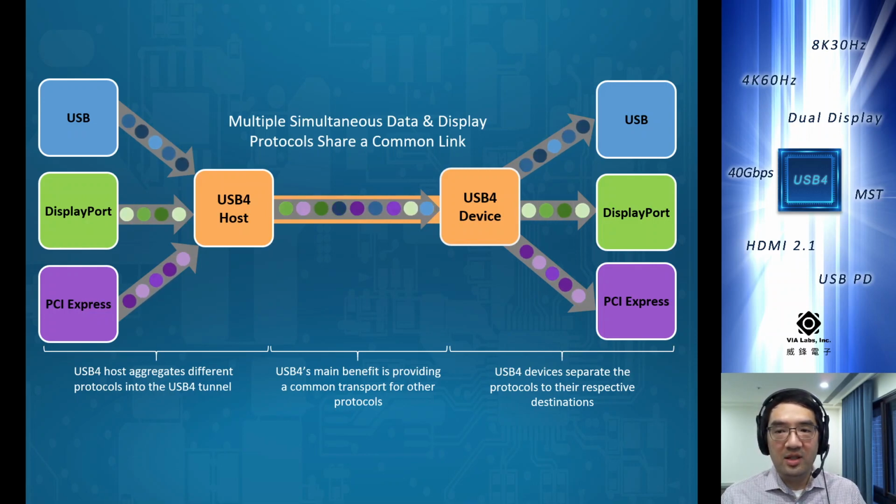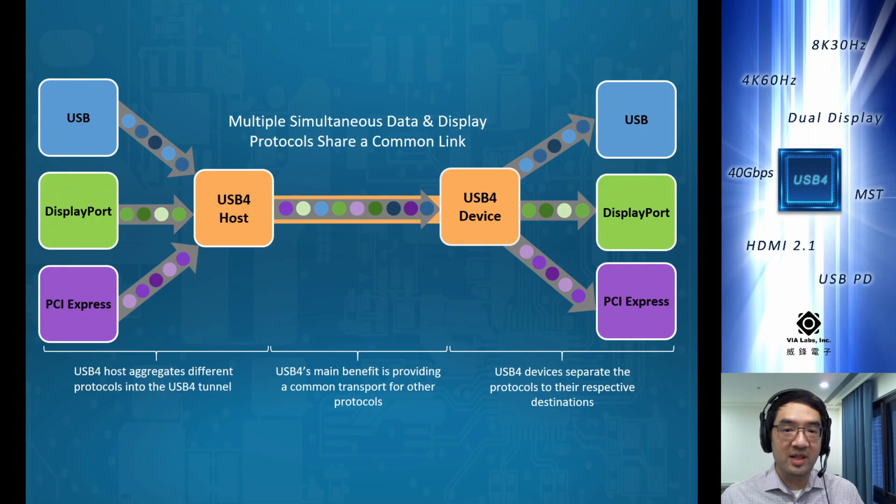So we use something called protocol tunneling, or we'll just call it tunneling for short. So USB 4 can simultaneously support SuperSpeed USB, DisplayPort, and optionally PCI Express by essentially wrapping these protocols in USB 4 to allow them to share a single link. So this gives us a common method of aggregating multiple display and data protocols, and we also gain the ability to dynamically allocate bandwidth between them.